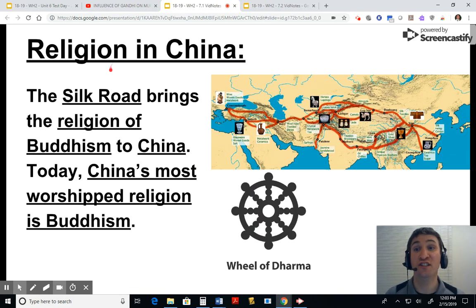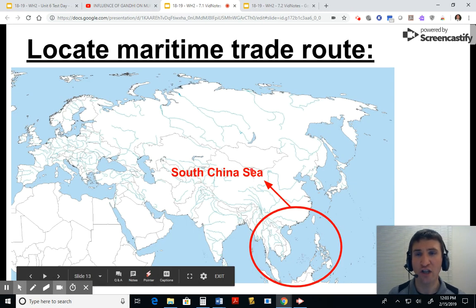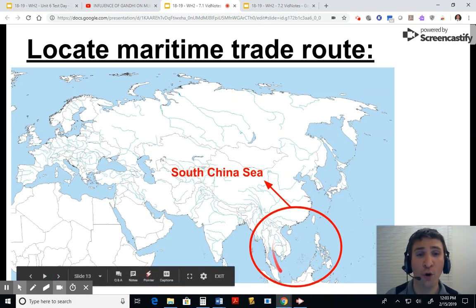Religion in China. The Silk Road brings the religion of Buddhism to China. And today, China's most worshipped religion is, in fact, Buddhism. And there's the wheel of Dharma to remind us. Next up, let's locate the maritime trade route. The South China Sea was an important waterway for Chinese trade. Circle, label.